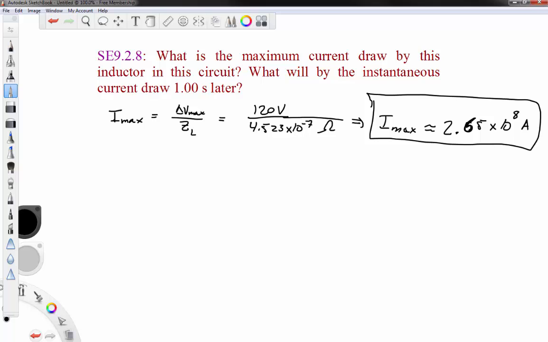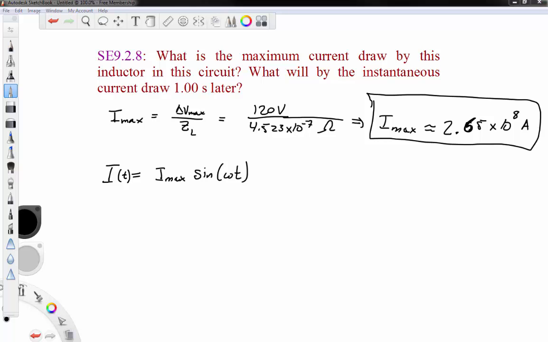The follow-up question is, what's the instantaneous current 1 second later? Well, the instantaneous current, sometimes written I, or I of t, is the maximum current times the sine of omega t.